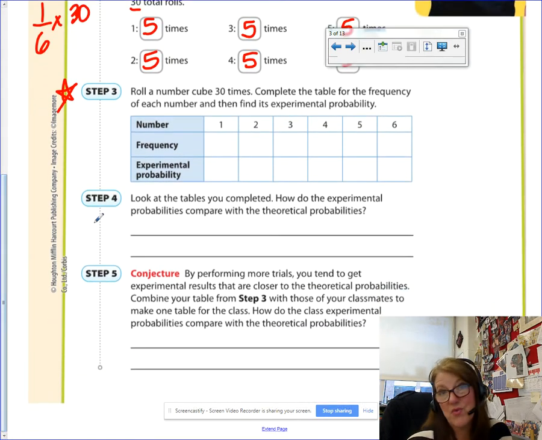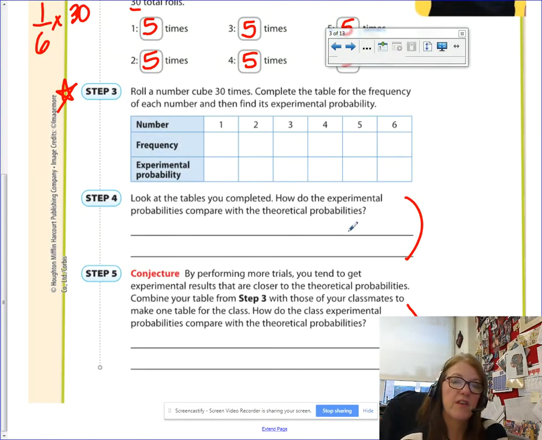All right, now everyone's going to have different answers here. As you look at what you've done here, I need you to compare your experiment with theoretical. If you got exactly 5, 5, 5, 5, 5, 5, you can say they matched up exactly. If not, which is probably more likely the case, then analyze and describe what happened. Which numbers occurred more frequently than 5? Which ones were less? Was there a number that didn't happen at all? That'd be weird.